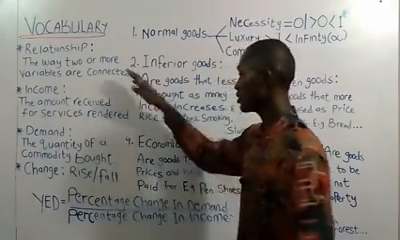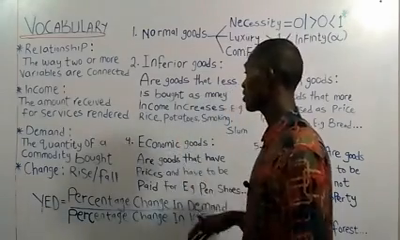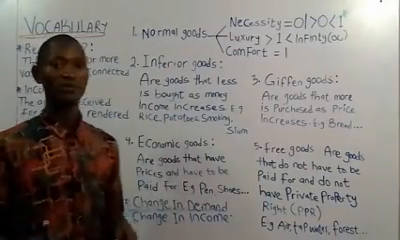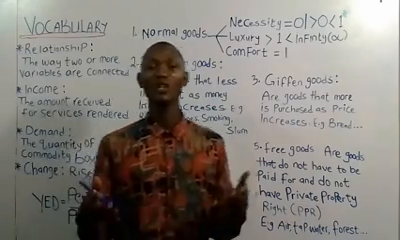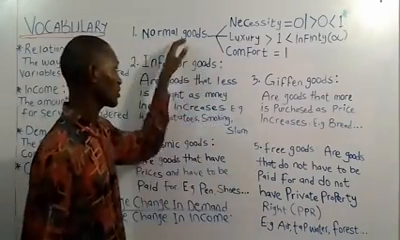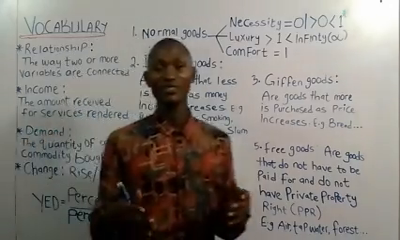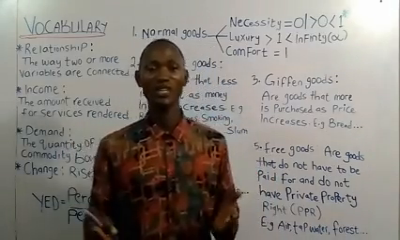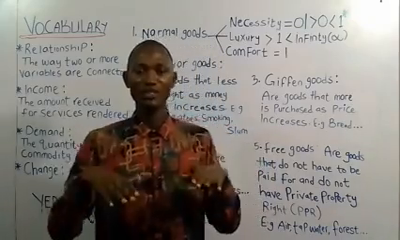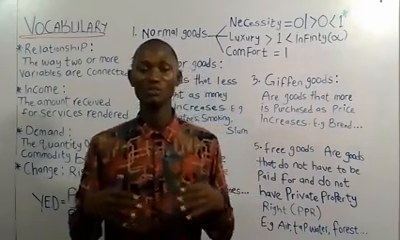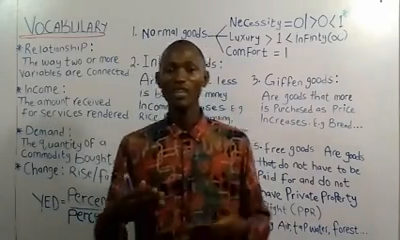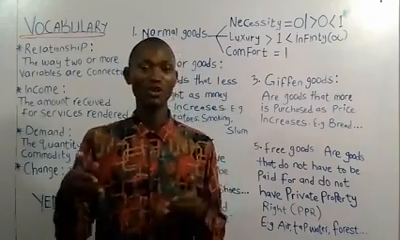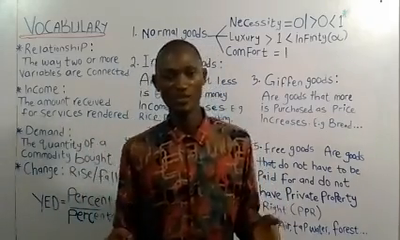Now, having talked about the vocabulary, let me quickly talk about the types of goods that we have in economics. Now, before I explain the types of goods, let me quickly run through what income elasticity of demand is about, because the first goods that I will be talking about here is affected by income. And when we say income elasticity of demand, we are trying to say the percentage change in quantity demanded divided by the percentage change in income. That means when there is a change in the level of income, what will be the effect of that change in income on the demand for goods or services?